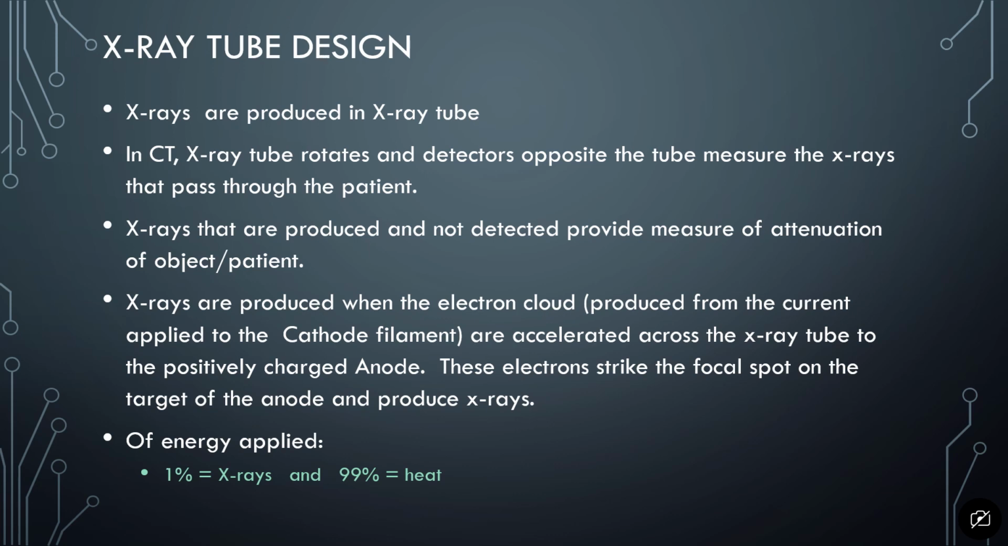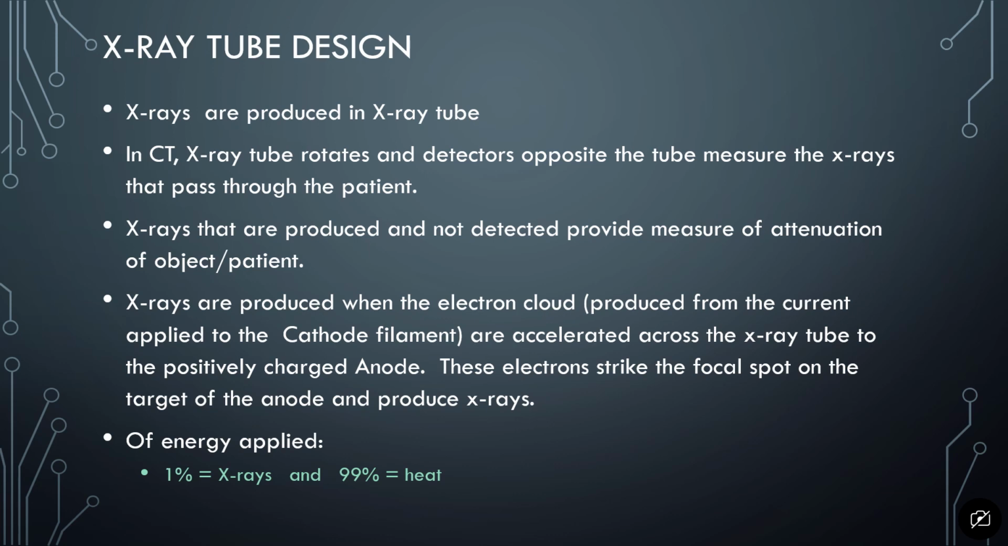X-rays are produced when the electron cloud is accelerated across the X-ray tube to the positively charged anode. This is where they interact with it and create either Bremsstrahlung or characteristic X-rays. Those electrons will strike the focal point of the anode on the target and produce the X-rays. We'll talk about the focal point in a second.